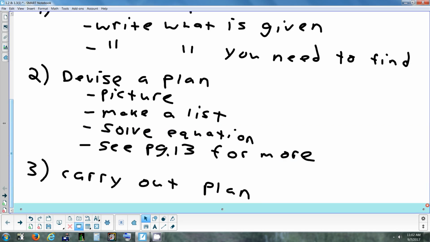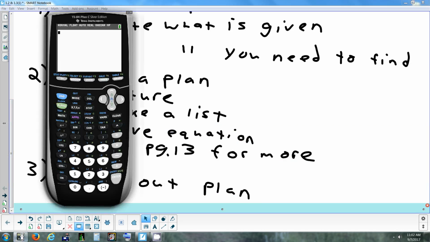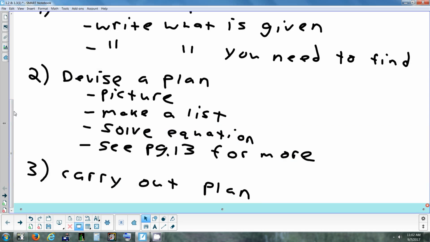After you've read it, you know what you have to find, you know what's given, and you have an idea of how you're going to approach it, then you actually carry out your plan. Draw your picture, plug things into your equation and solve your equation. Even in carrying out the plan, there might be different ways to do it. If you have an equation, maybe you're going to draw it on the calculator and solve it that way. We'll try some like that today. Or maybe you're going to use algebra and not use the calculator. So I'm going to show you different approaches to the same problem.